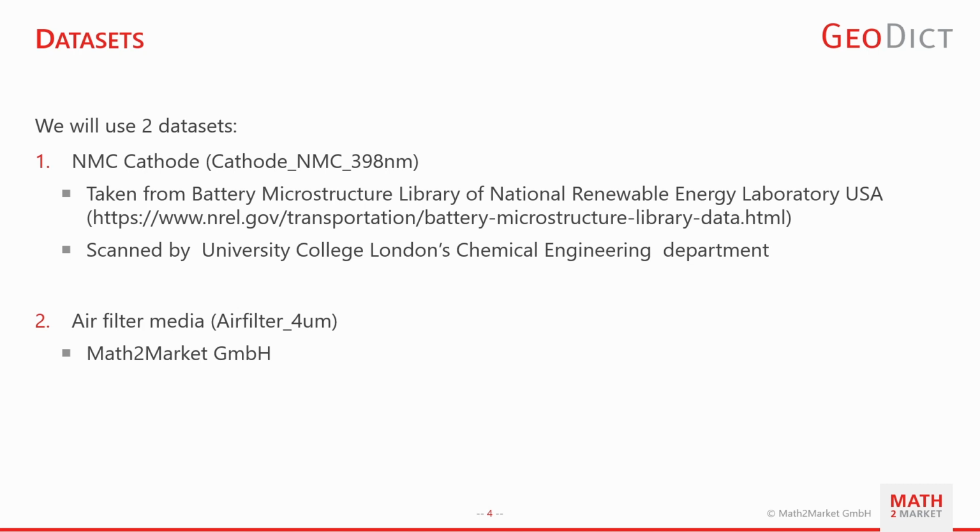We will use 2 different datasets in this session. The first one is an NMC cathode of a battery from the Battery Microstructure Library of the National Renewable Energy Laboratory of the USA. That scan was done by the University College London Chemical Engineering Department. The second one is an air filter media, such as you can purchase for a car. For this sample, we ordered the scan ourselves.